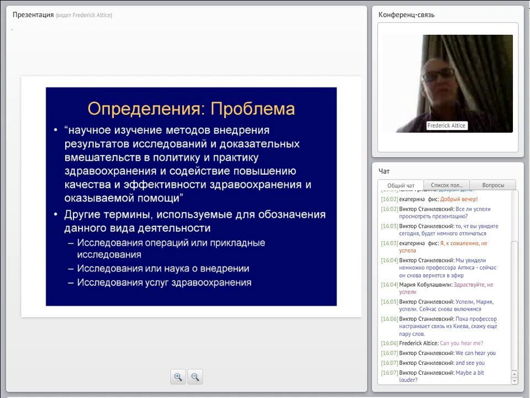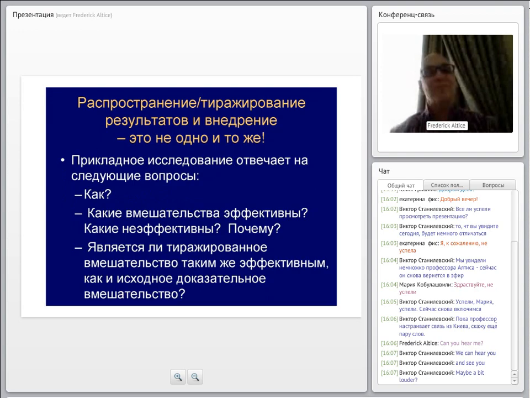Now, there are other terms that are often, but incorrectly, used interchangeably. Some people use the term operations research or operational research. Other people might use the word implementation research or implementation science, and then others may use the term health services research. What I'm going to try to do as part of this presentation is to disentangle that and provide some clarity around what these various different things mean.